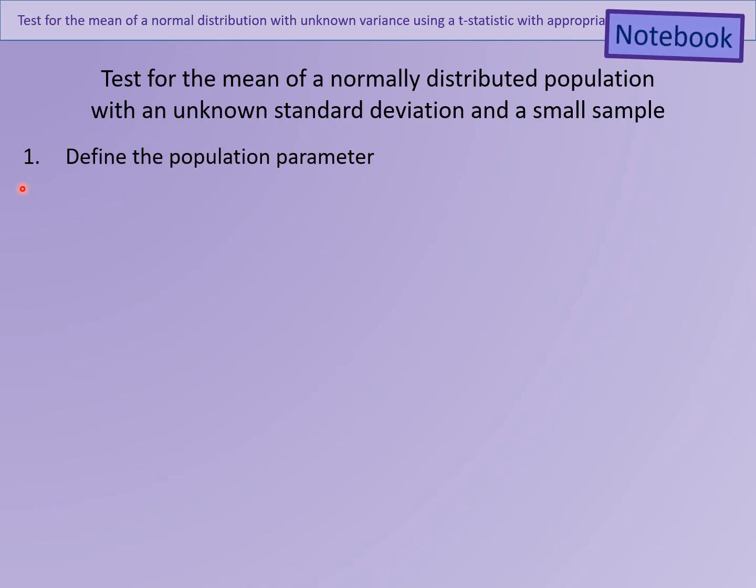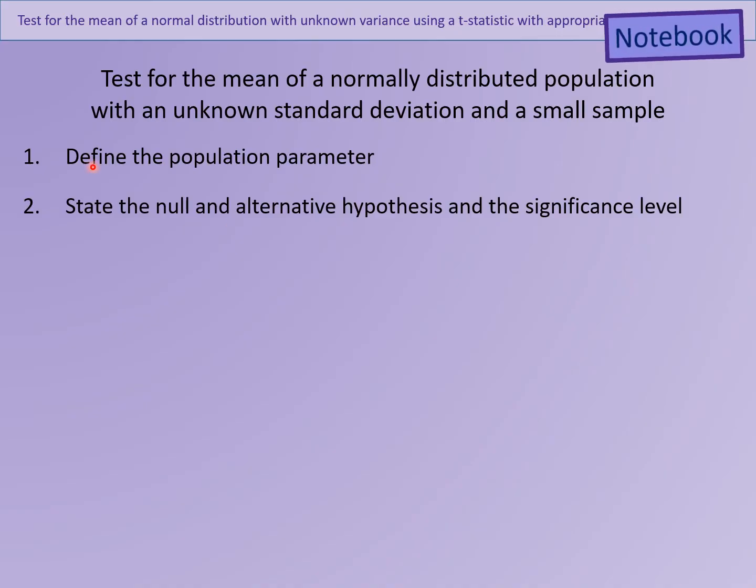Okay, so then we're going to go through and do a hypothesis test for this. The first thing we need to do is define the population parameter, same as before. Then I can state the null and the alternative hypothesis, same as what you would do normally. There's no difference between these two to what you did at the start of the lesson.